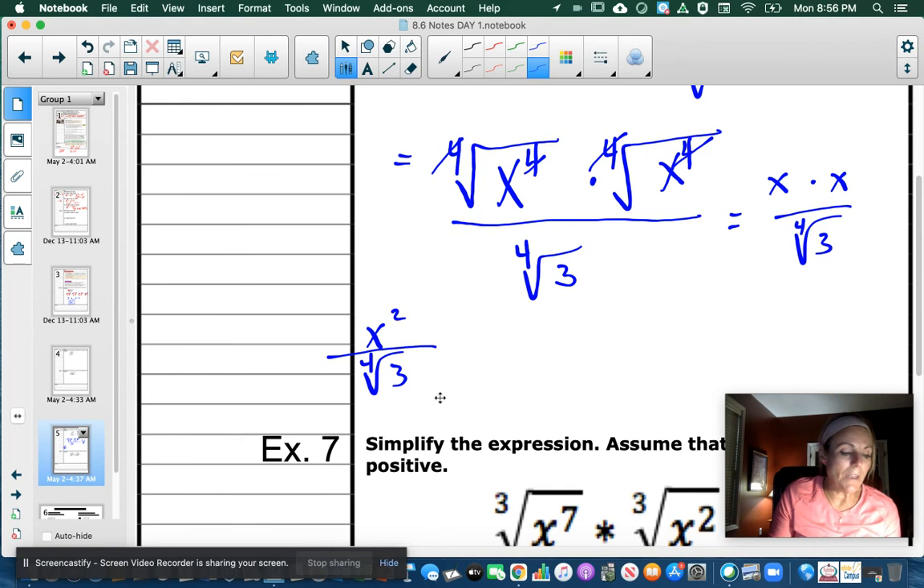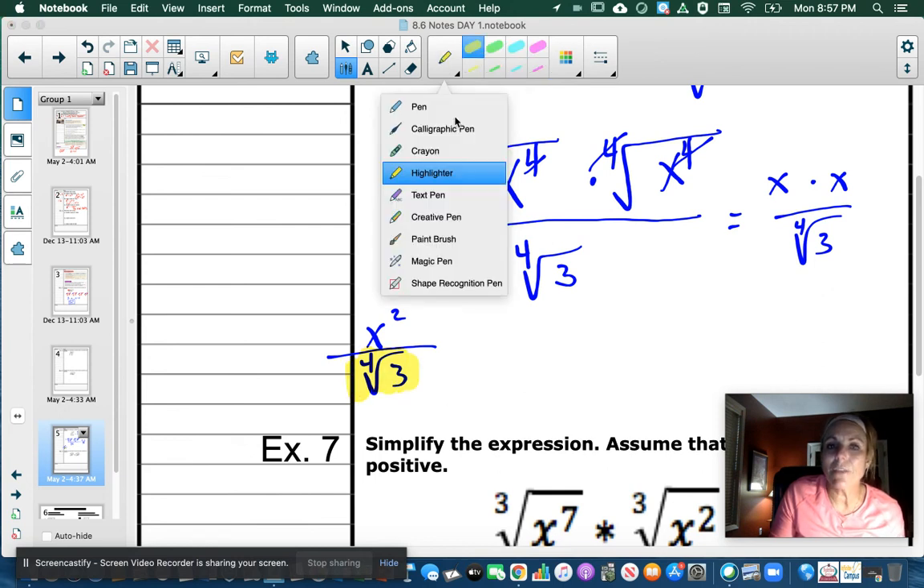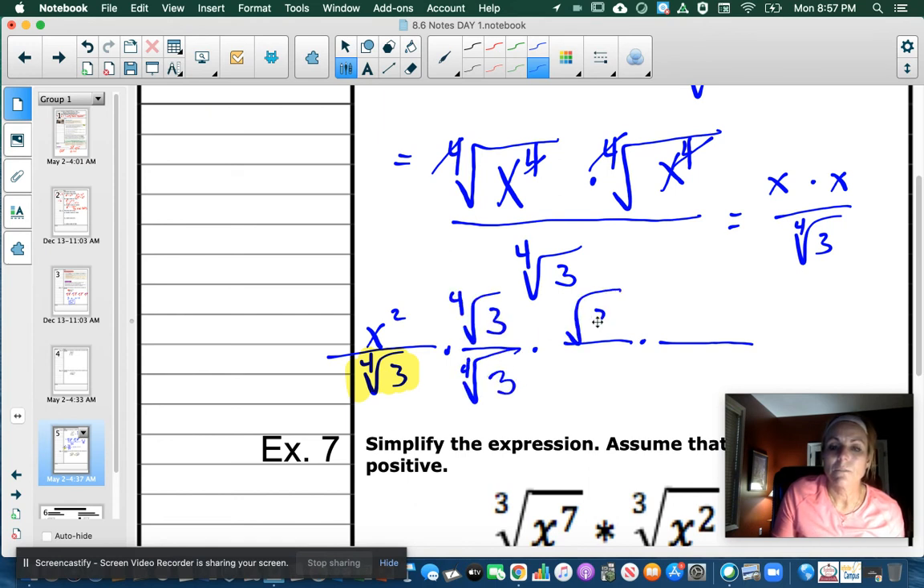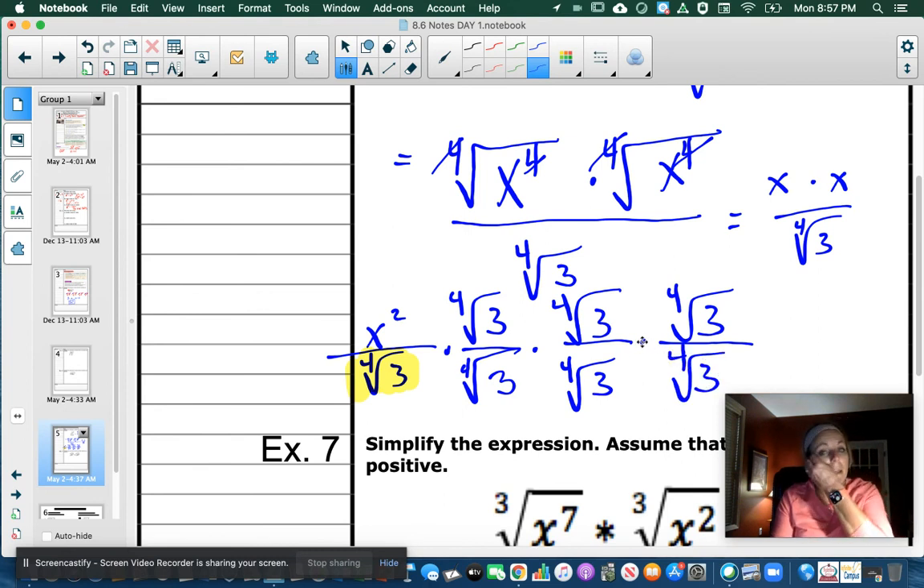But remember, we cannot leave a radical in the denominator. So I know that my index here is a 4. That means I need 4 of these multiplied together to get rid of the radical. If this was a 5, I need 5 of them. This is considered 1, 2, 3, 4. So I multiply the bottom and the top. We can do that whenever we multiply the bottom, as long as we multiply the top by the same thing. That's like multiplying everything by 1.